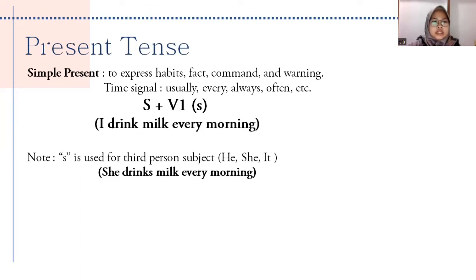And this is a note, the suffix s is used only for third person subject, such as he, she, it. For another example, we can see, she drinks milk every morning.